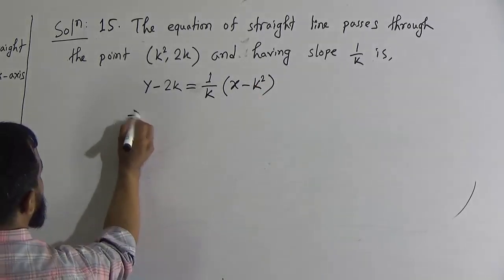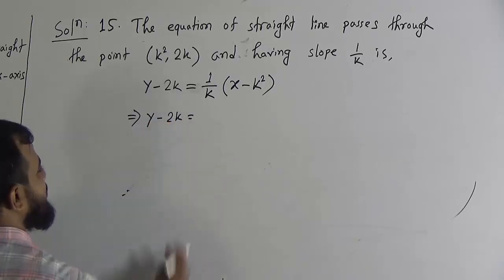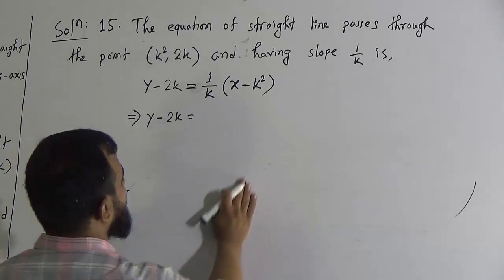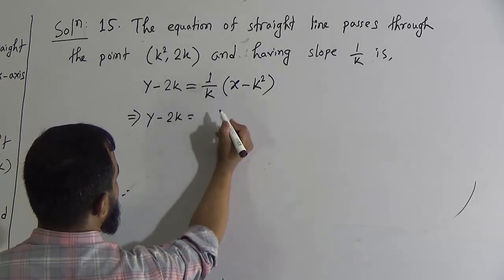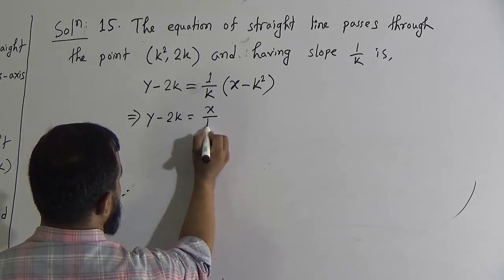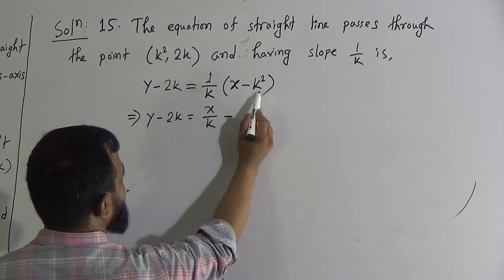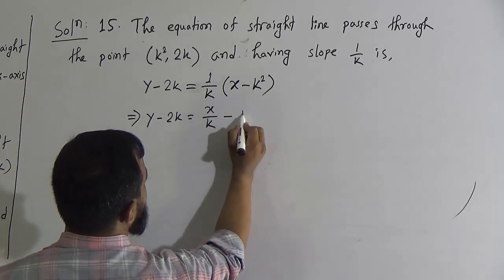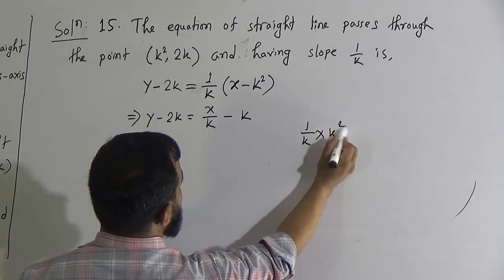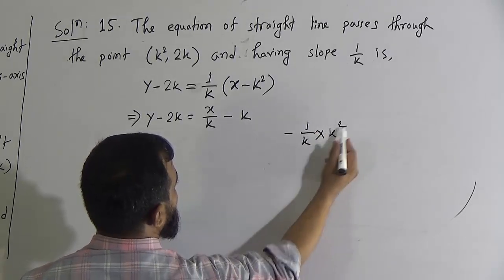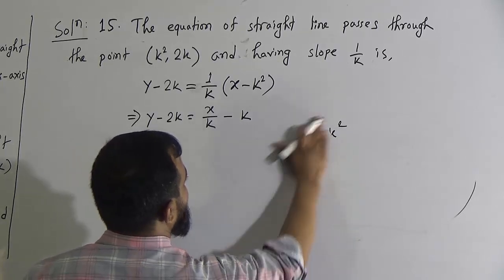Now solve this one, my dear students. It's y minus twice k, that's equal to distributing this 1 over k to x and minus k squared. So 1 over k multiplied by x will be x over k, and for the minus sign, 1 over k multiplied by k squared will be k, because one k will be cut down and one k will remain here, minus k.